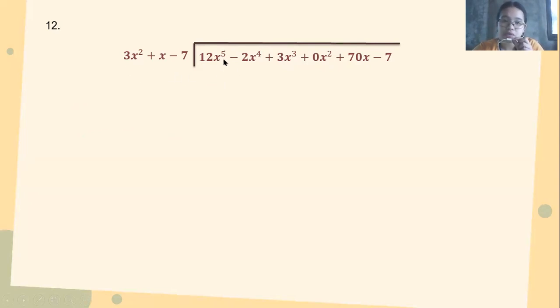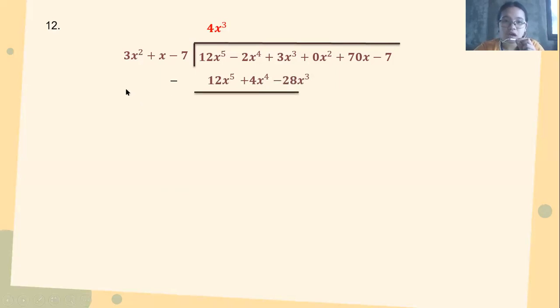We have 12x raised to 5 divided by 3x squared. Yung first term pa rin yung i-divide is equals to 4x cubed. At yung quotient natin dito ay i-multiply natin sa bawat term ng ating divisor. We have 4x cubed times 3x squared is equals to 12x raised to 5. We have 4x cubed times x is equals to 4x raised to 4. 4x cubed times negative 7, we have negative 28x cubed.